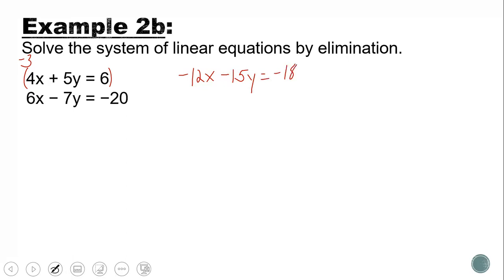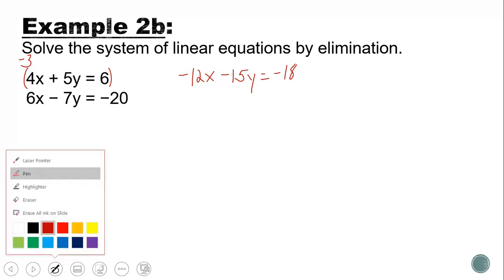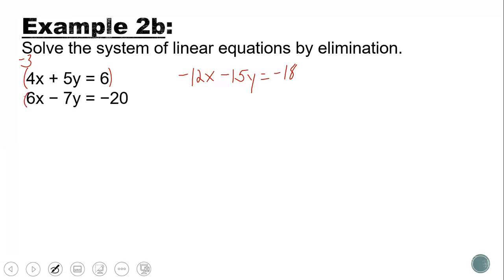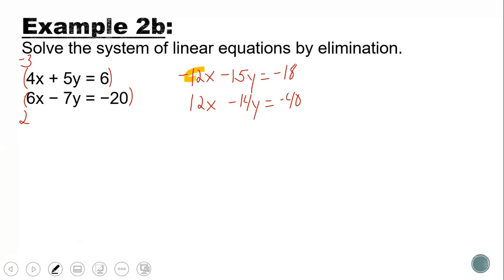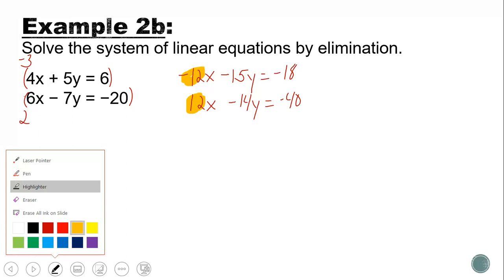Now my bottom equation, I was saying to myself, okay, I'll just multiply that equation by a positive 2. And then I'll get a positive 12x. 2 times -7 is -14, so -14y. And then 2 times -20 is -40. Now I'm happy because now I have a -12x and a positive 12x here and here. And now I know I can just add my two equations together.